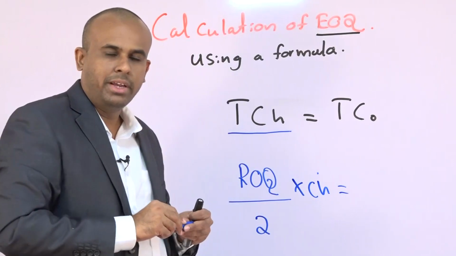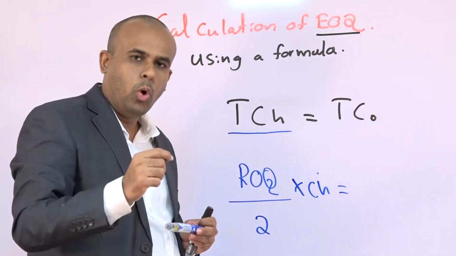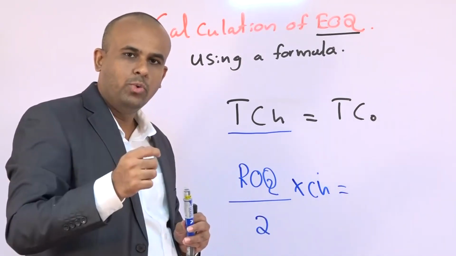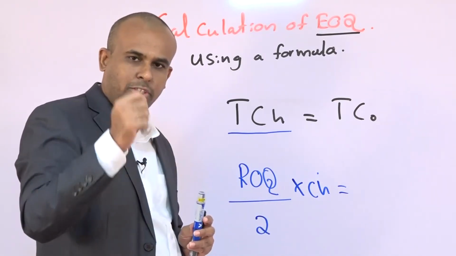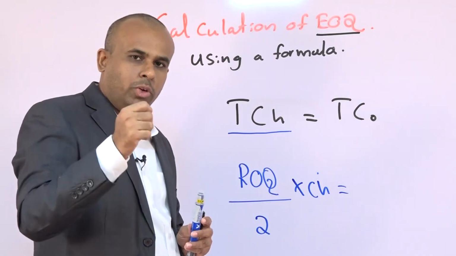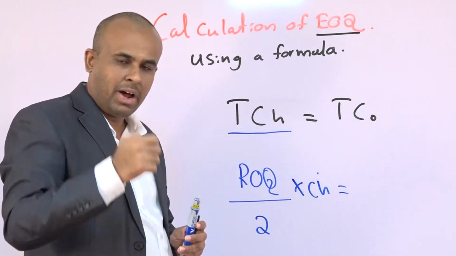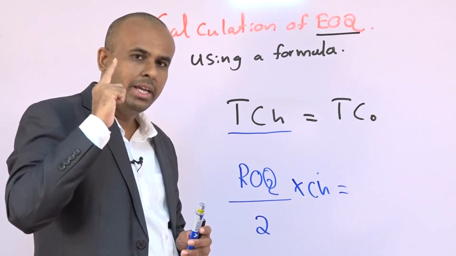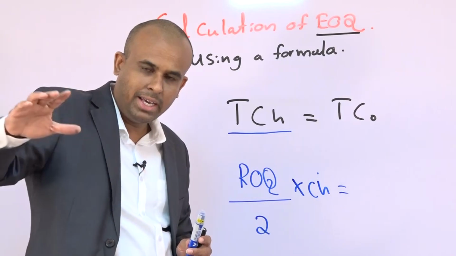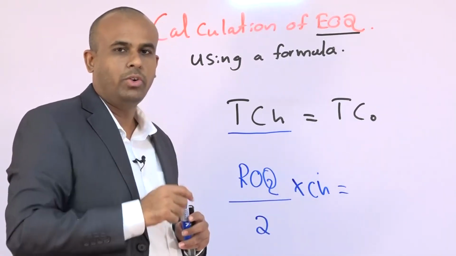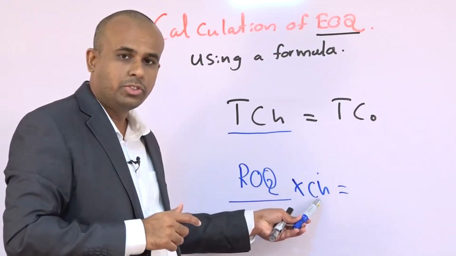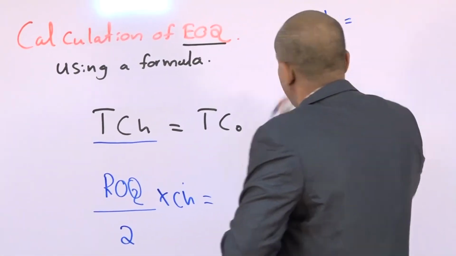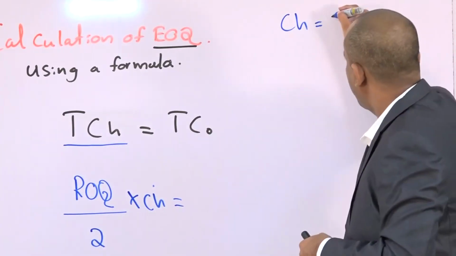The CH means annual holding cost per unit. What do you mean by CH? Annual holding cost per unit, which means if you want to keep one inventory unit in your store for a period of 1 year, how much is the cost that you would incur? That is what you call as what? Cost of holding.